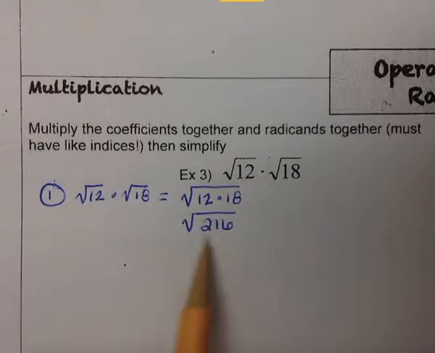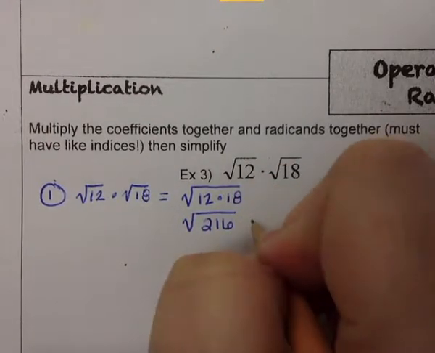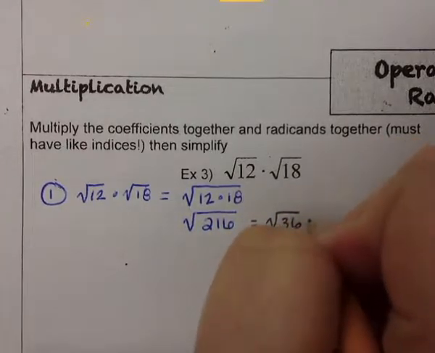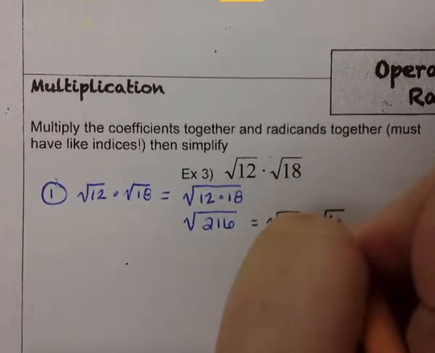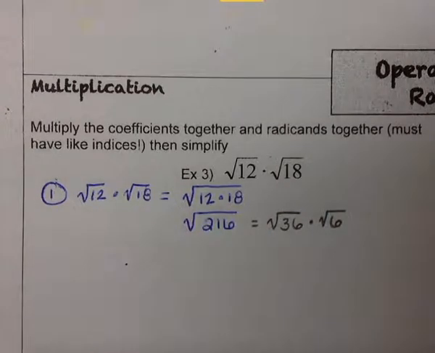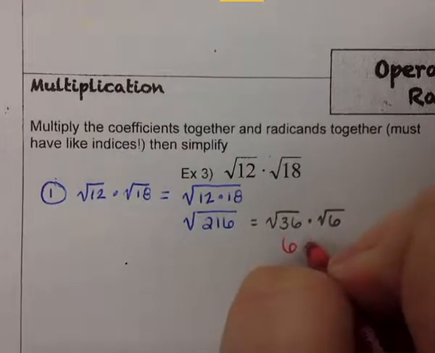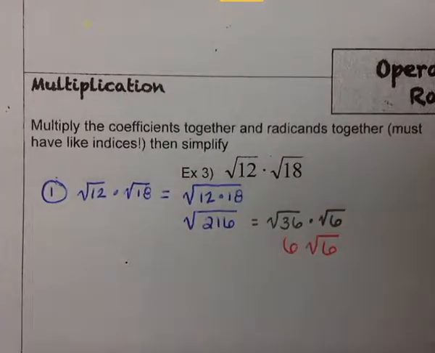Now that I have it under one radical, I want to find the largest perfect square that goes into 216. This would be the same thing as the square root of 36 times the square root of 6. Well, the square root of 36 is 6, and then the square root of 6 stays as the square root of 6.